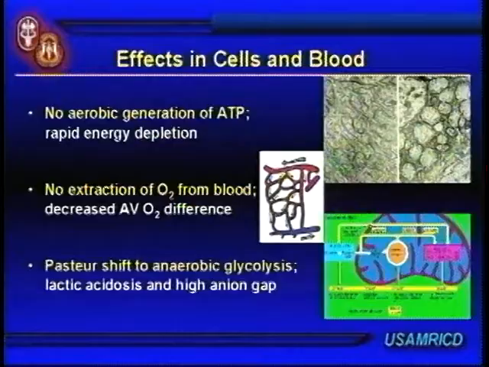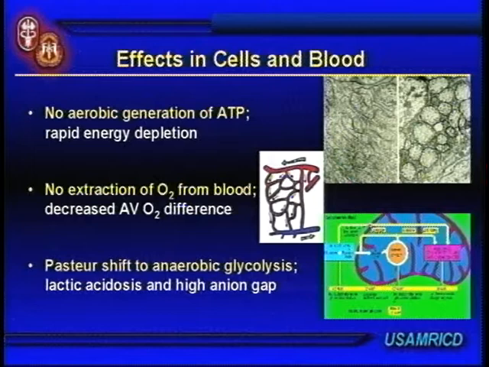Now here are normal mitochondria. Here are mitochondria that are unable to use oxygen. They swell, the inner membranes get bloated. There are real problems with that. The mitochondria just don't work anymore. And that's what happens with cyanide.